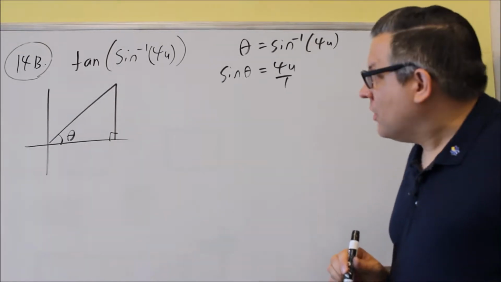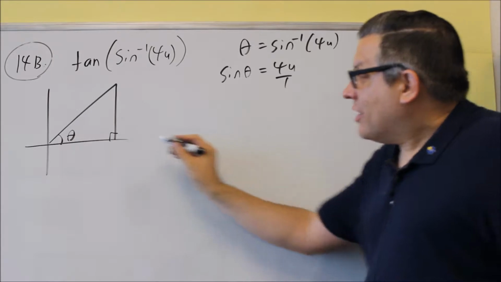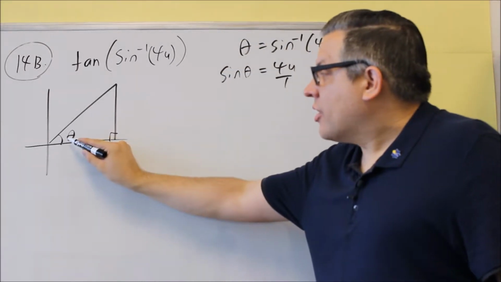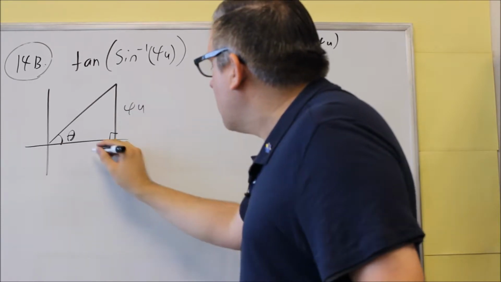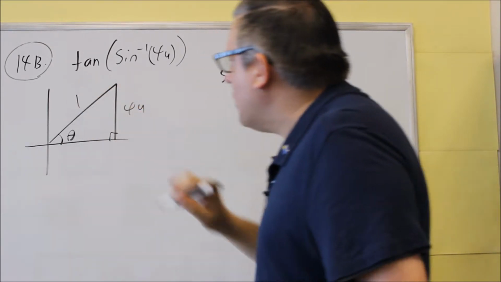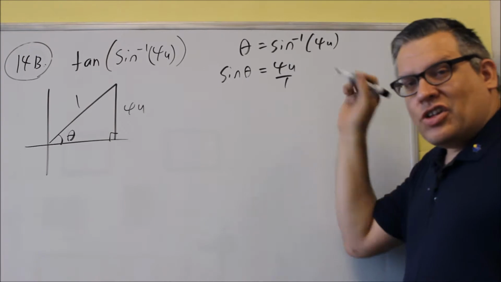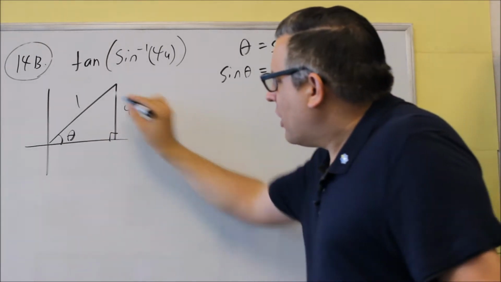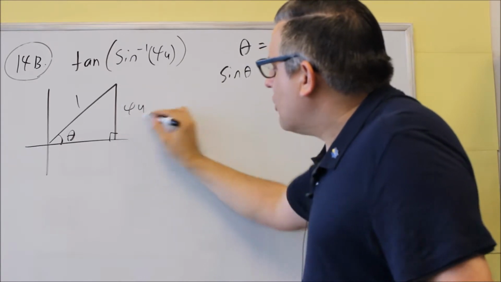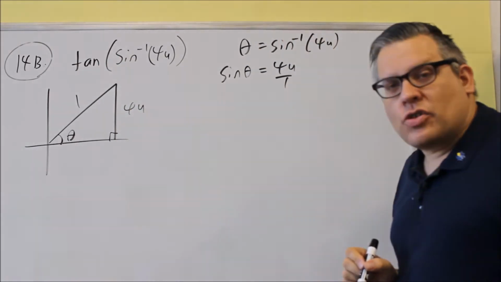so that way we have two sides we can label on the triangle. So for this, the angle is here, so the opposite side of that angle would be, we'll put the 4u there, and then the 1, that has to be the hypotenuse. The definition for sine is opposite over hypotenuse. That's what we have set up here. Opposite is 4u, and the hypotenuse is 1.